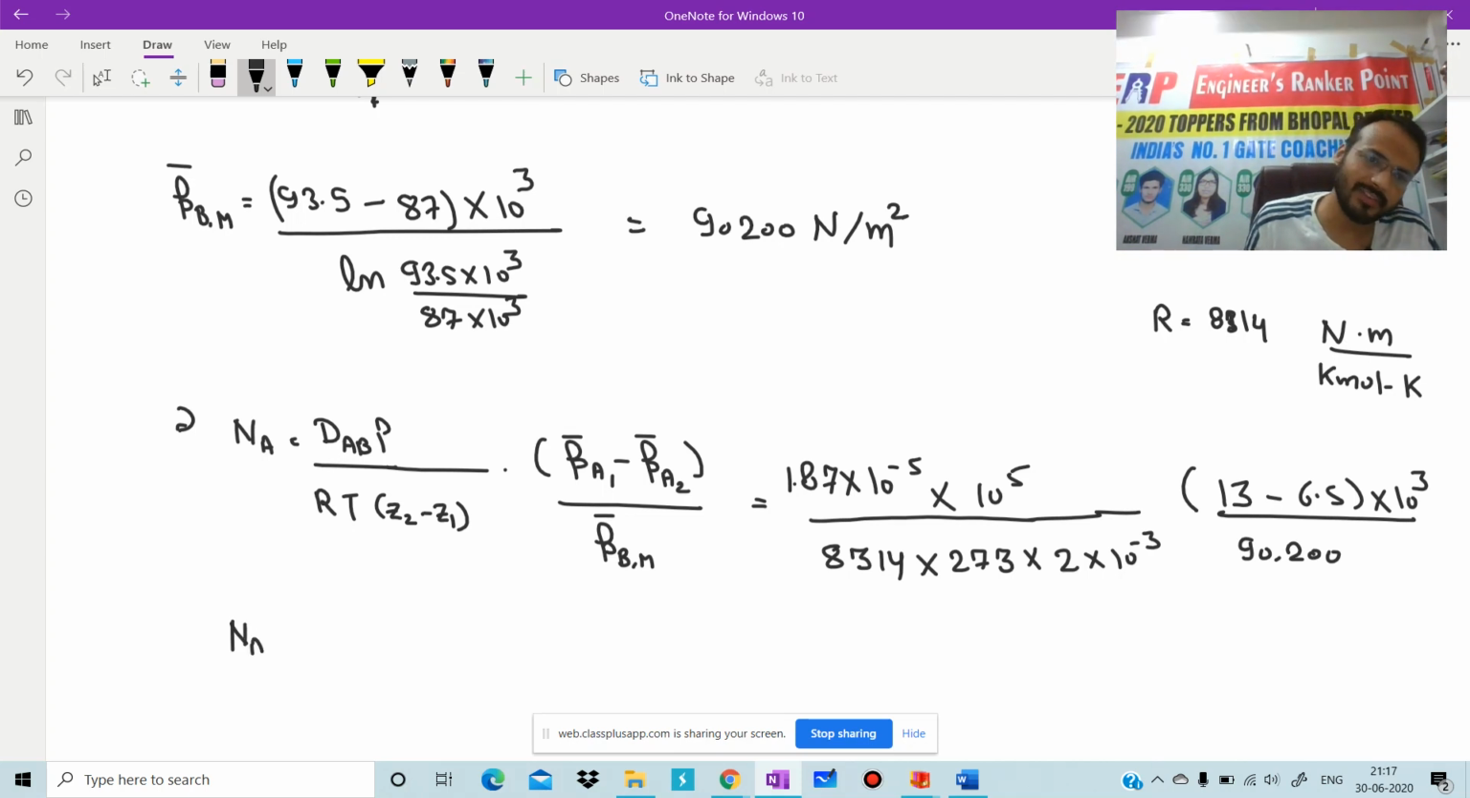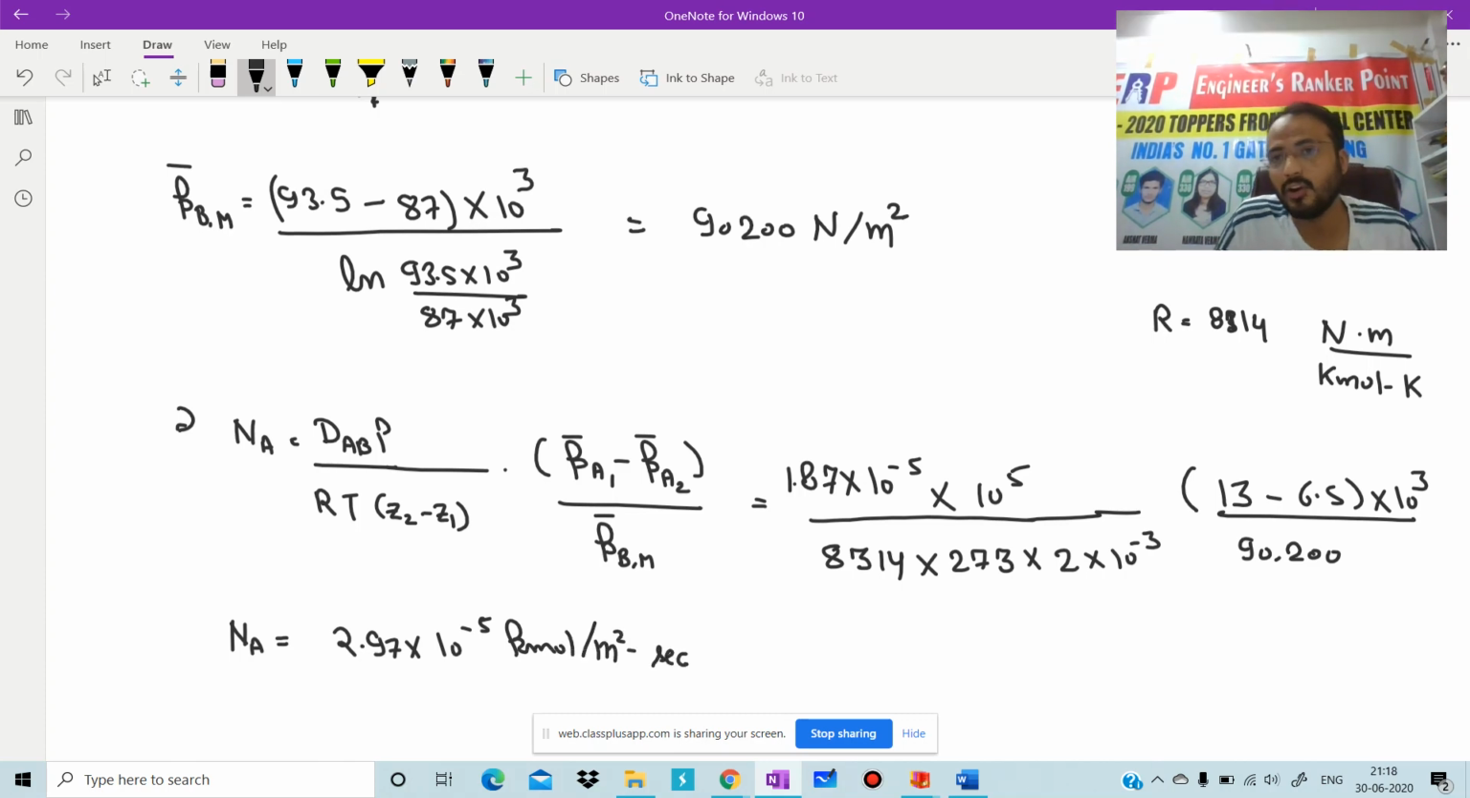After solving this one, we will get NA is equal to 2.97 into 10 to the power minus 5 kilomole per meter square per second. But in your question, it is mentioned per meter square. It means your answer should be NA by A, per meter square area, 2.97 into 10 to the power minus 5 kilomole per second.